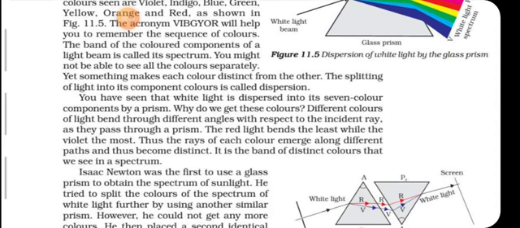As we have seen, the different colors of light bend through different angles with respect to the incident ray as they pass through a prism. The red light bends the least, while the violet light bends the most. Please note that, students. Thus, the rays of each color emerge along different paths and become separated. It is the band of different colors that we see in a spectrum.